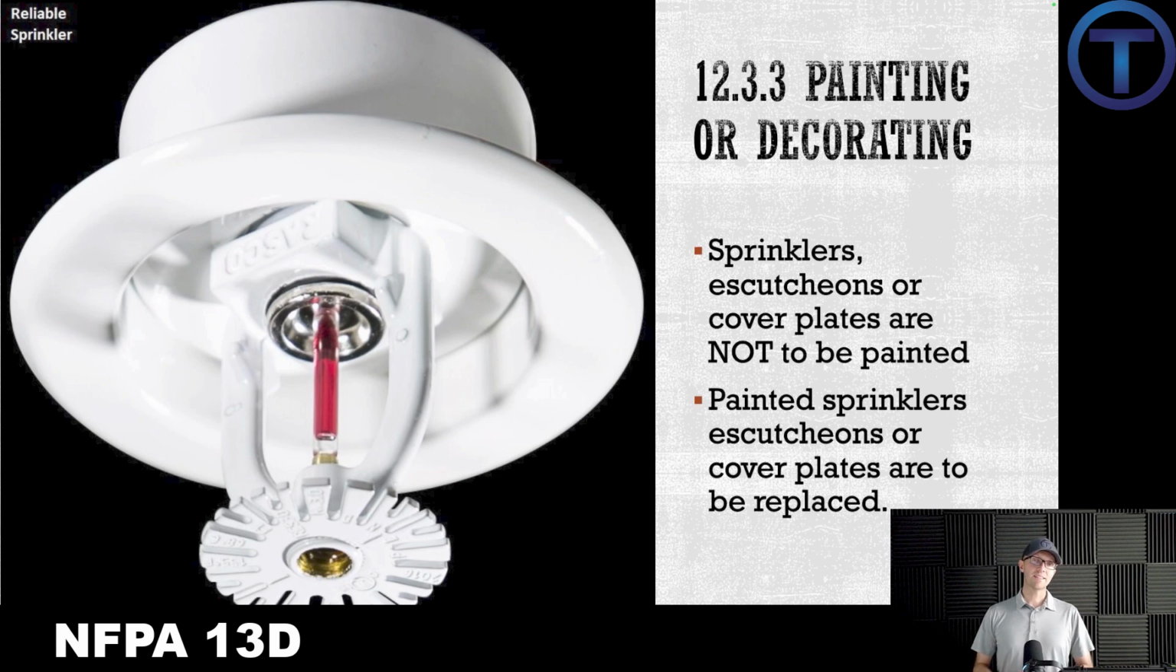12.3.3 reminds us of the rule that we cannot paint or decorate or do anything to the heads. They need to be left alone, left as is. Sprinklers, escutcheons, that's the nice trim that goes around it, or cover plates are not to be painted. You can install them after paint. You can mask over them so they don't get painted, but they should not get paint on them. Painted sprinklers and escutcheons or cover plates are to be replaced. So, you get people in there doing remodels. They don't know any difference, so they just paint over everything. That's not going to work. Those heads would have to be replaced.